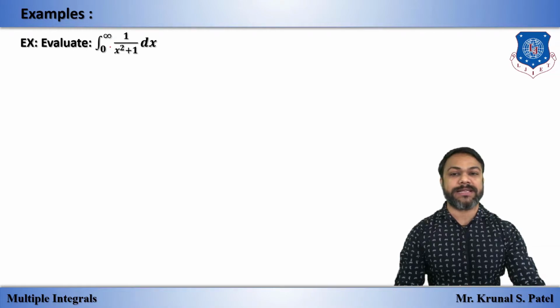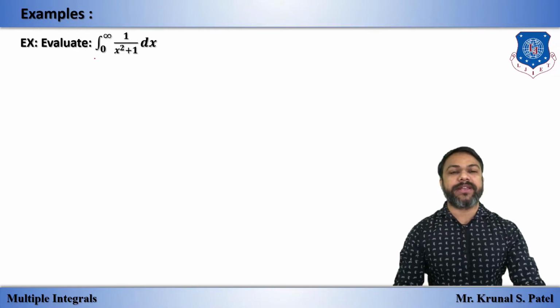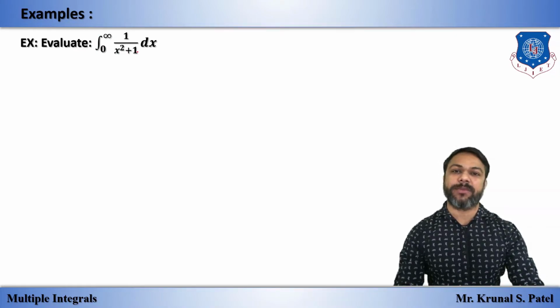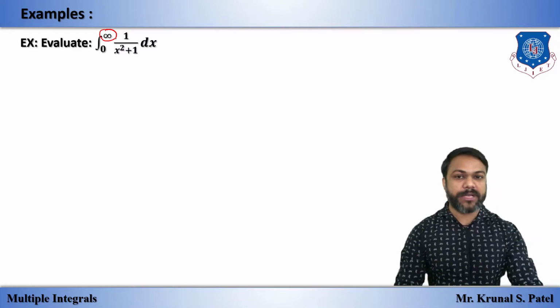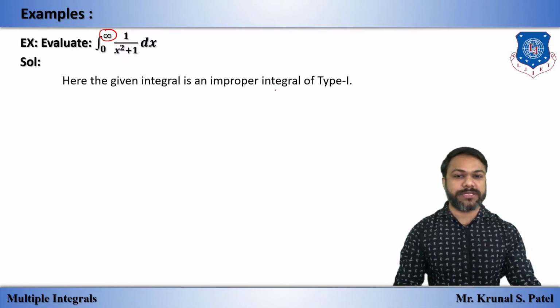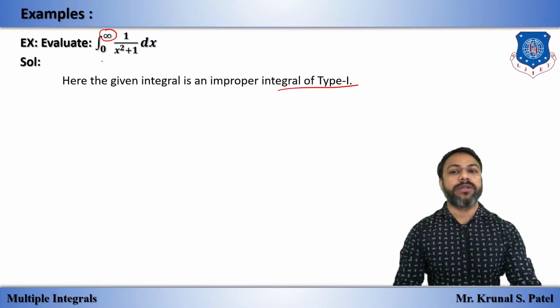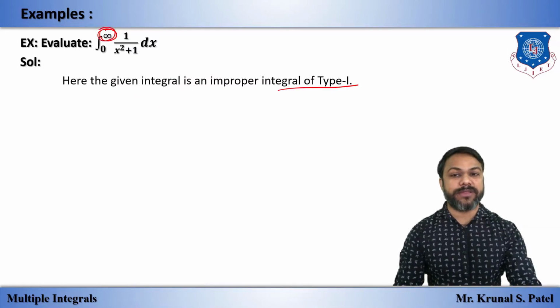We have the first example. Evaluate the integration from 0 to infinity of 1 upon x square plus 1 dx. Its upper limit is infinity, so it is of the first kind. Now we will take the limit for this infinity.